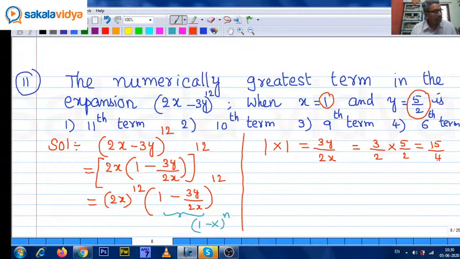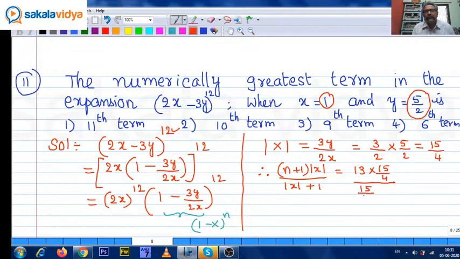So now what we need to find out for the numerically greatest term? We need to find out (n plus 1) mod x by (mod x plus 1). Here mod x means the capital mod x value, and n is 12. So 13 times 15 by 4 upon 15 by 4 plus 1. This is 13 times 15, 13 times 5 is 65, so 195 by 19.